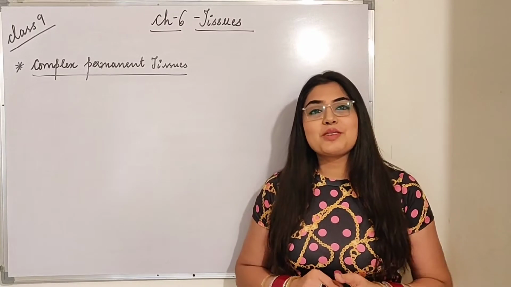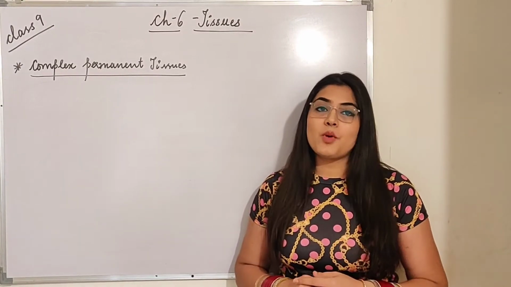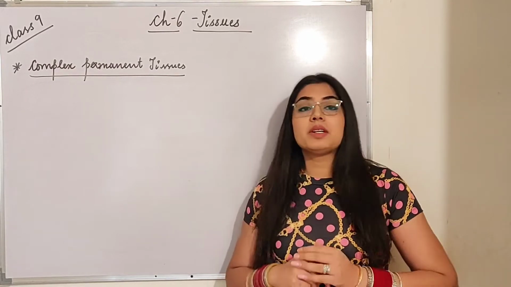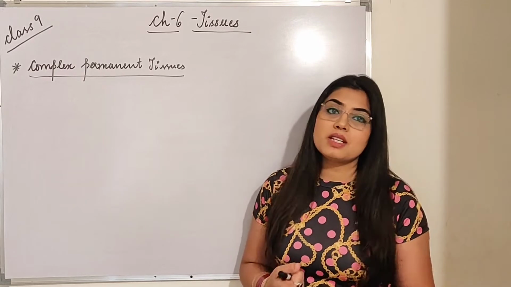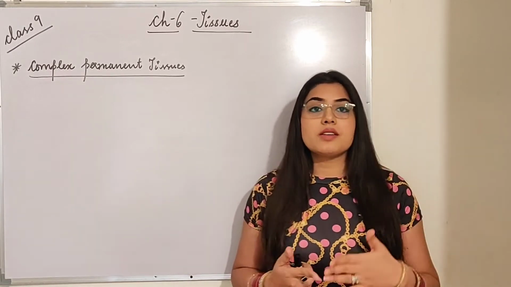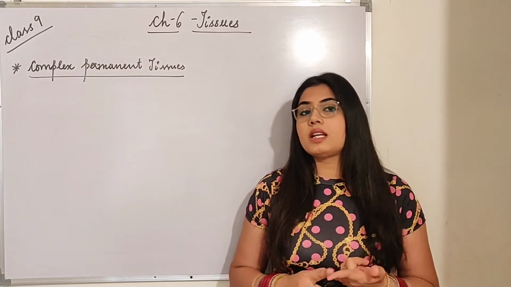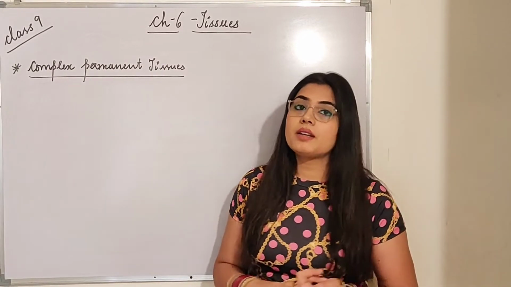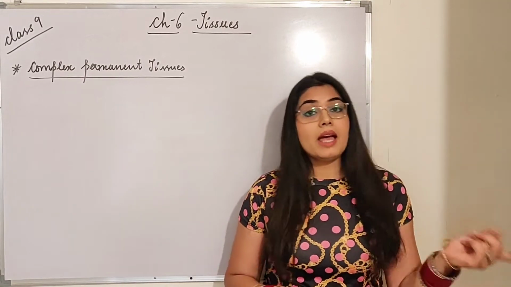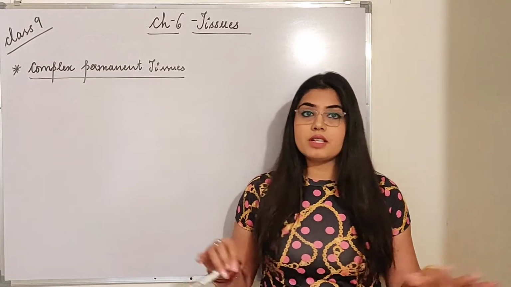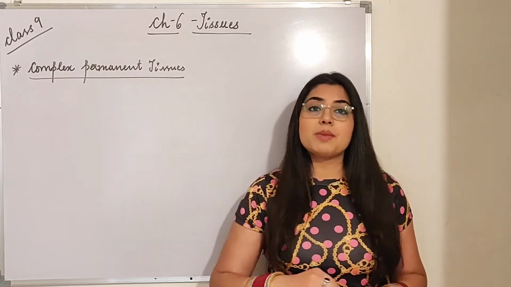Welcome back to yet another video, and in this video we will be moving forward with the next point, that is our complex permanent tissues. In the previous videos we have covered everything about the meristematic tissues based on their location and function, and then we started with the simple permanent tissue in which we studied the collenchyma, sclerenchyma, parenchyma, and the types of parenchyma, aerenchyma and chlorenchyma, and the protective tissue. We have covered it all. Now we are moving on with the complex permanent tissue.